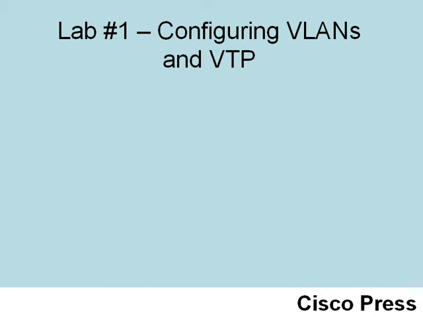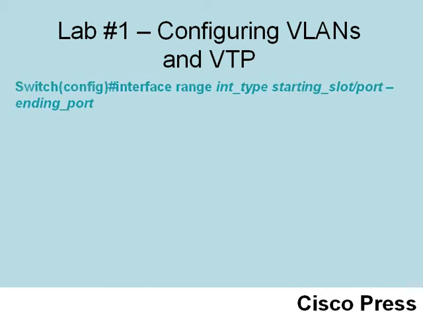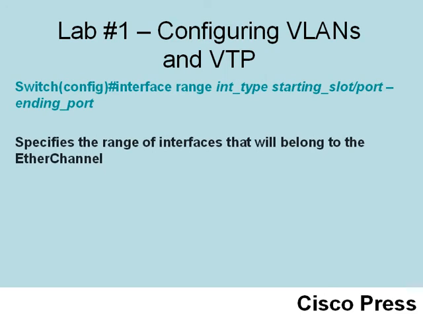Let's take a look at the syntax we're going to use to accomplish that. In global configuration mode, we're going to say interface range, and we can specify a range of interfaces. We say what the interface type is, such as Gigabit Ethernet or Fast Ethernet. We give the starting slot/port identifier. We give a space, and that's critical. We give a hyphen and then another space followed by the ending port on that slot. For example, we could say something like interface space range space gig space 0/9 space hyphen space 10.